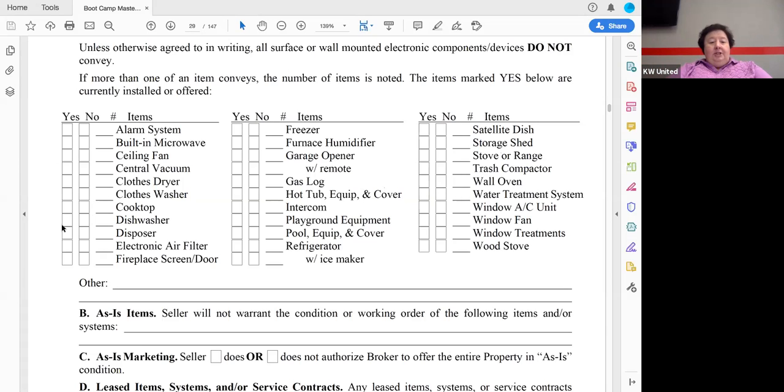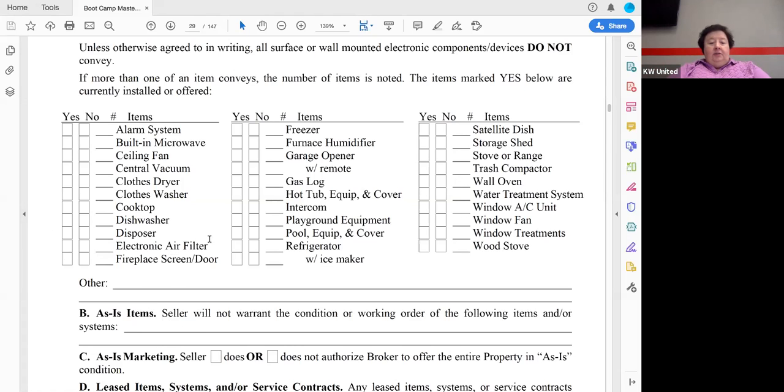So cooktop, dishwasher, disposer. You never assume that everyone has a garbage disposal. You need to make sure they have one and that it works. You say to your seller, do you have a garbage disposal and does it work? Okay, if it doesn't work, I would suggest they get a new one and get it replaced before it goes on the market. Now, if they're saying I want to do it as is, then you have to mark down that item: there is a garbage disposal, but it does not work. Okay. Or it can be listed as is.